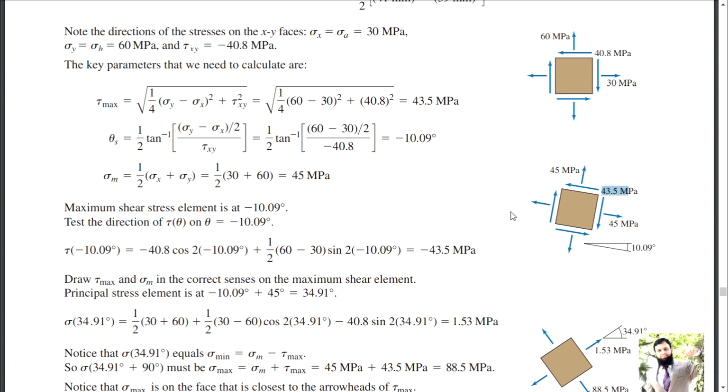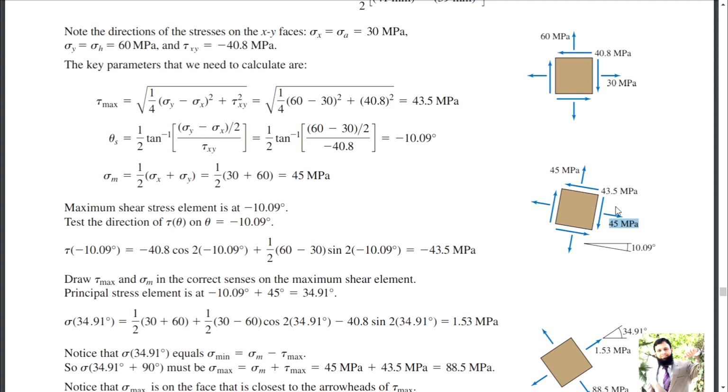All right, and then what you are going to do is that maximum, and what about this case? This is the maximum shear stress, and the angle is minus 10.90. The angle is the same, and what about this one? This is the average direct stresses, 45 megapascal, on both axes.